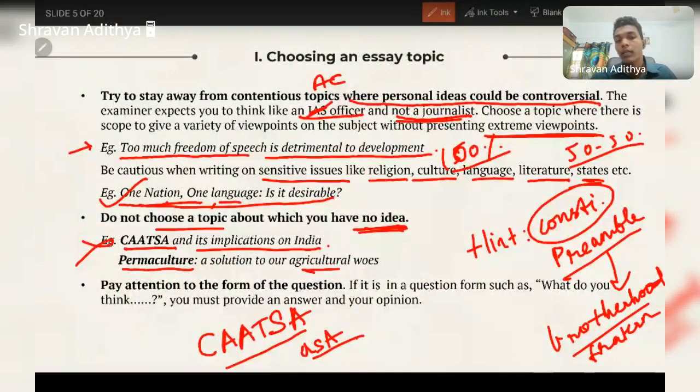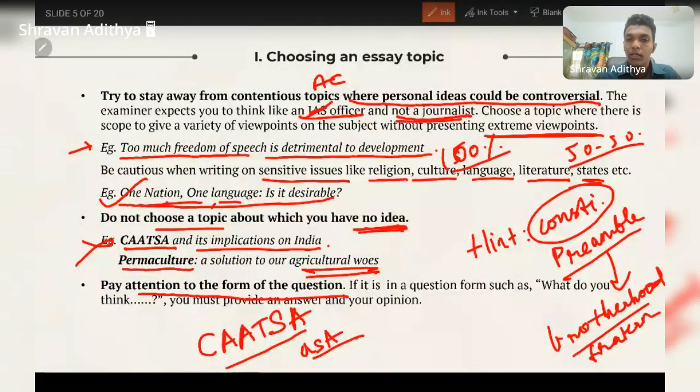Similarly, permaculture, a solution to our agricultural woes. If this is a given essay topic and you have no idea about permaculture, then you cannot write it. Do not choose these essays. Do not go about guessing what this could be. If you do that, the examiner will find out immediately. He can understand whether you have read this topic completely or you are just beating around the bush. And if he finds that you are beating around the bush, do not expect any good marks for your essay. Just go for things which you are absolutely sure of. Do not even try to guess or fool anyone by writing an essay on something you have no idea about.